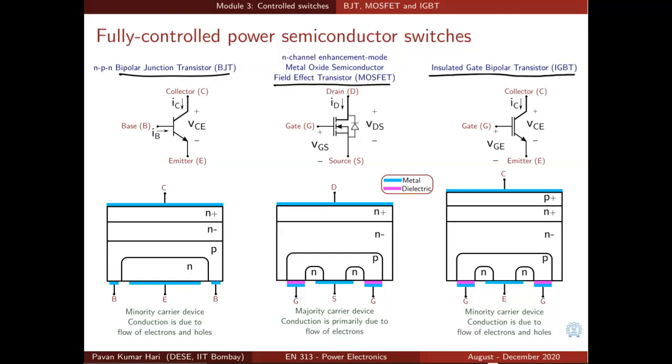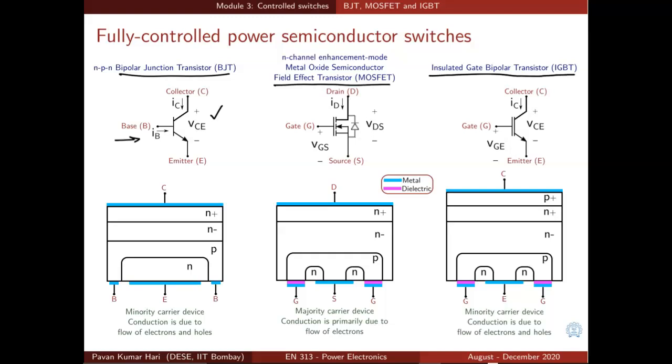Again, in BJTs, they can be PNP or NPN. Here an NPN BJT is shown and its circuit symbol is also shown. BJT is a 3-terminal device. It has collector, emitter and base, 3 terminals, and base is the control terminal. So if you inject some base current, the collector current will flow. That is how the device conducts. NPN BJTs were more popular in power applications.